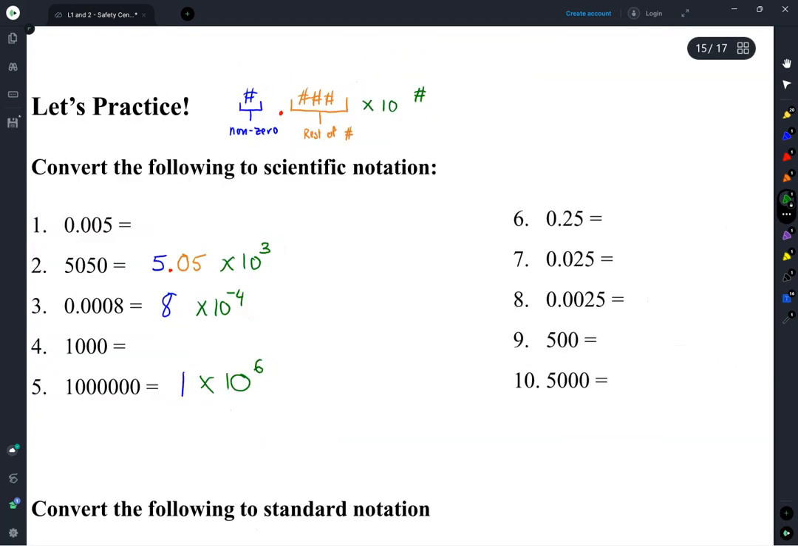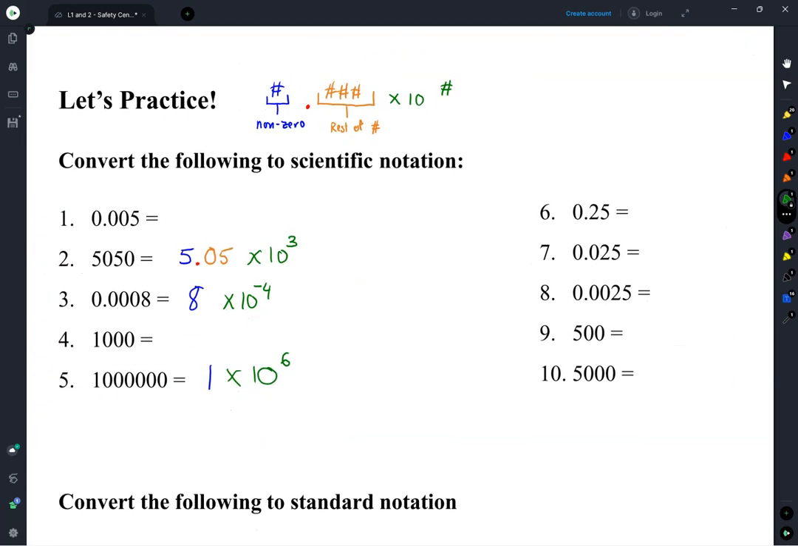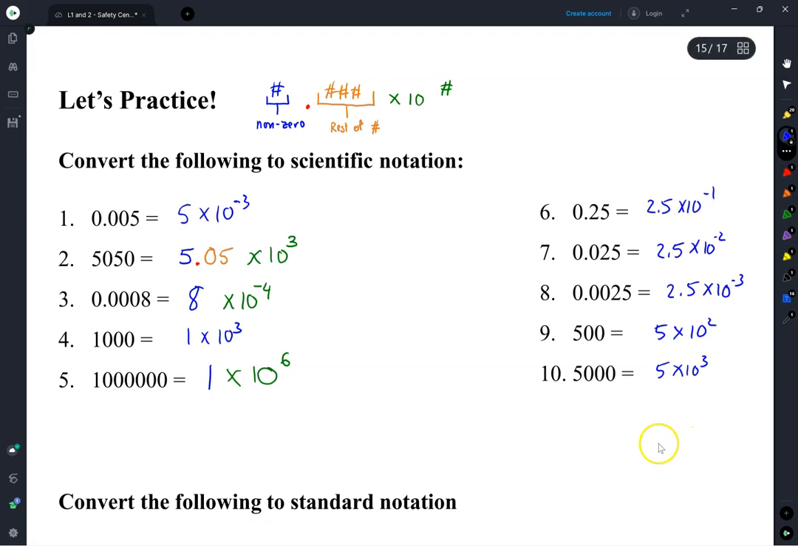Alright, so try these other examples. Press pause. When you're ready, press play, and you will have the answers at that point. Alright, and there's your answers.